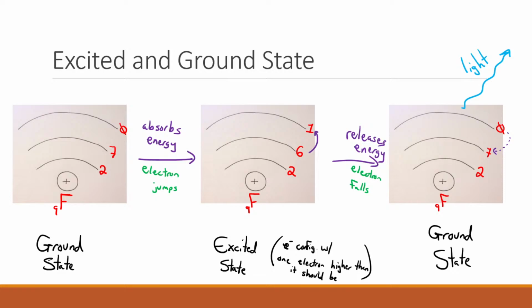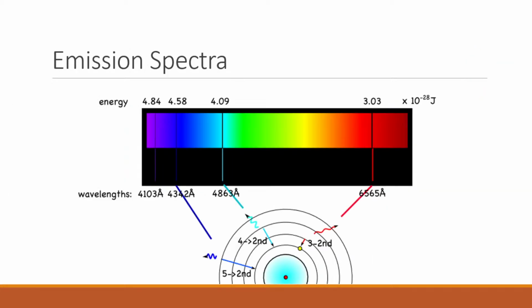And even more impressive than that is the fact that each element has a unique combination of lights that it gives off. Right? Every transition is different, right? So this transition from the third down to the second gives off blue light. But if it had gone from the third to the first shell, or the fourth to the second shell, those are different colors. And so we get a fingerprint, basically, of each element based on the light that it gives off when you excite it. And that lets us do a little bit of color tracking.